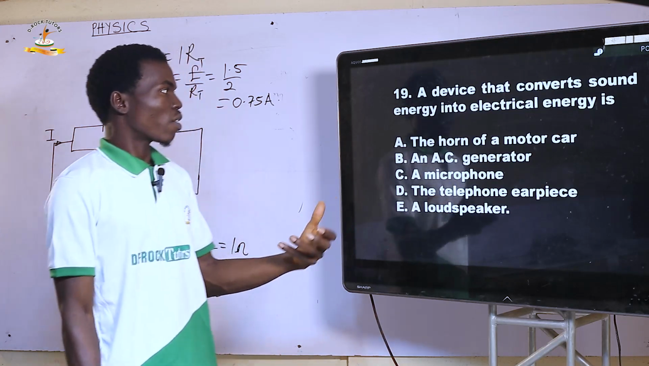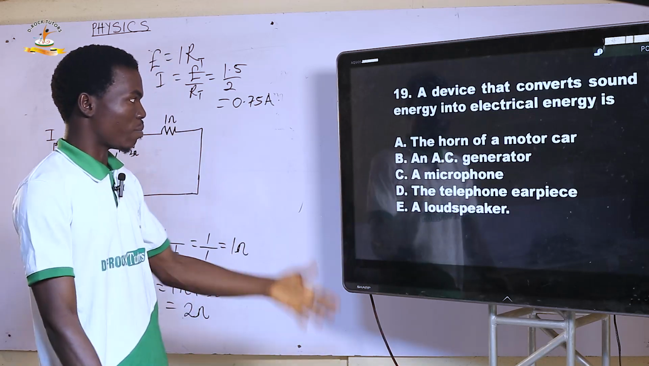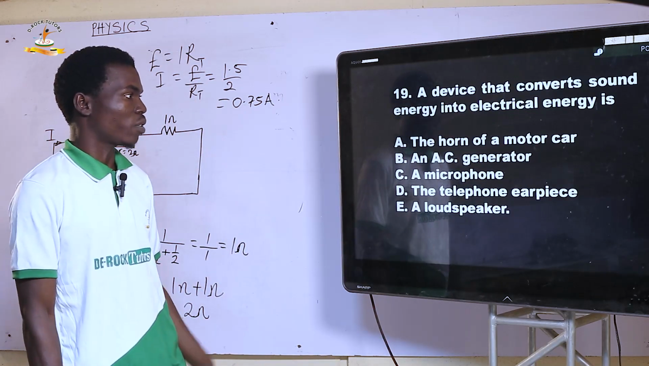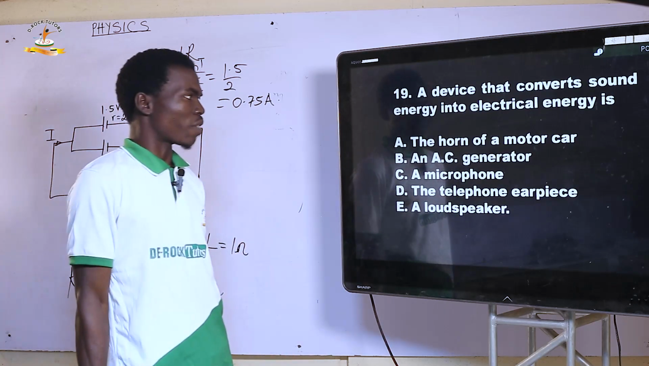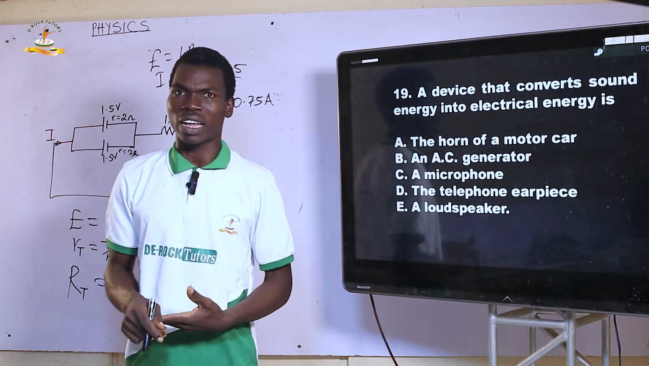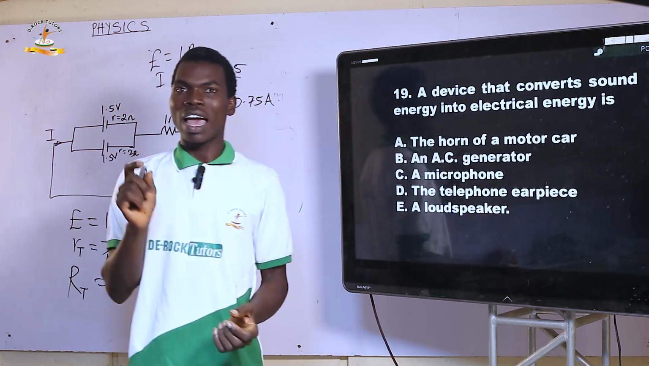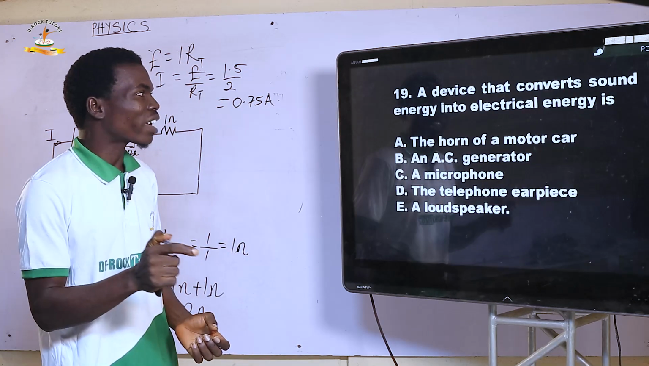19. A device that converts sound energy into electrical energy is what? A, the horn of a motor car. B, an AC generator. C, a microphone. D, telephone earpiece. E, loudspeaker. Let's take each of the options one after the other. The horn of a motor car. If you press the horn of a motor car, you are sending electrical energy into the horn, and it will give you sound energy. So it is electrical to sound.